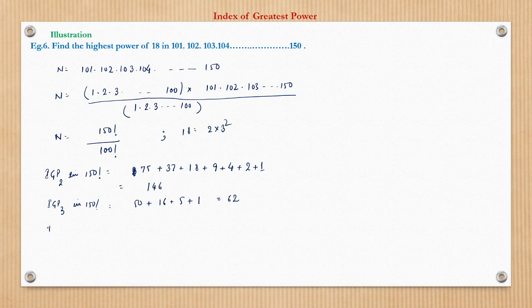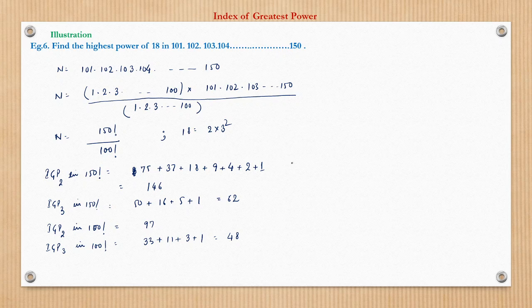Now we will calculate the IGP of 2 in 100 factorial, the denominator. So it becomes 100 by 2, which we know is 97. We have calculated this in the previous examples. And IGP of 3 in 100 factorial. 100 by 3 is 33. 33 by 3 is 11. 11 by 3 is 3. 3 by 3 is 1. So it becomes 33, 11, 4, 15, 48.